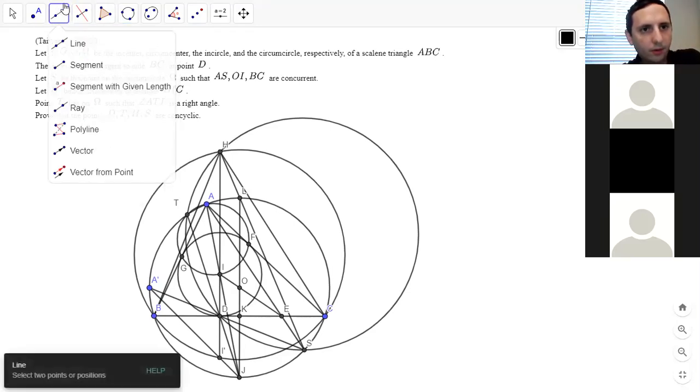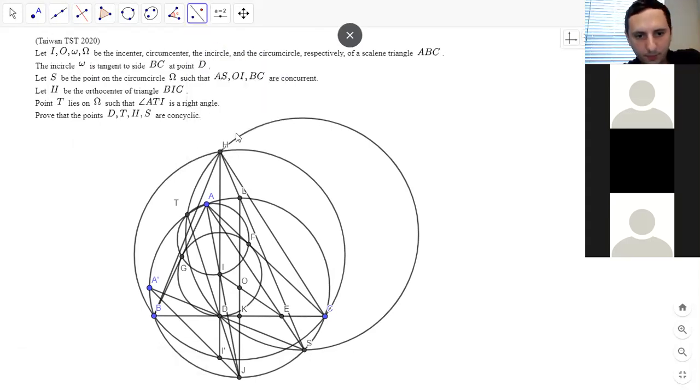So I wonder, what if we reflect S about OI? So yeah, we can also show it. I don't think this does much, but we could try to show H prime, A prime, I, S prime is cyclic, but that just seems harder.